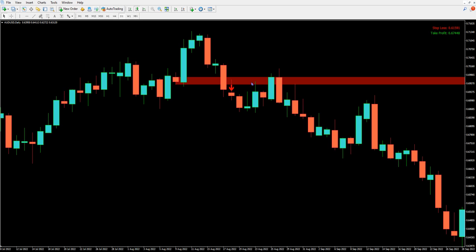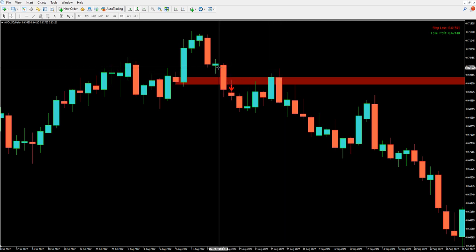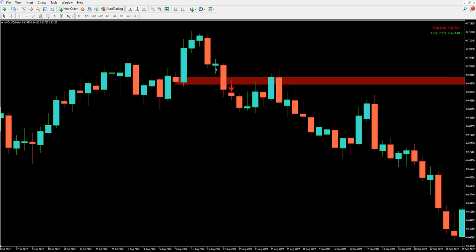And so we saw the same fractal on the 15-minute chart, right? Price comes back up into it, never closes above it, wicks into it, so we can see this high lines up here, wicks into the most recent supply zone, and then just continues to fall.